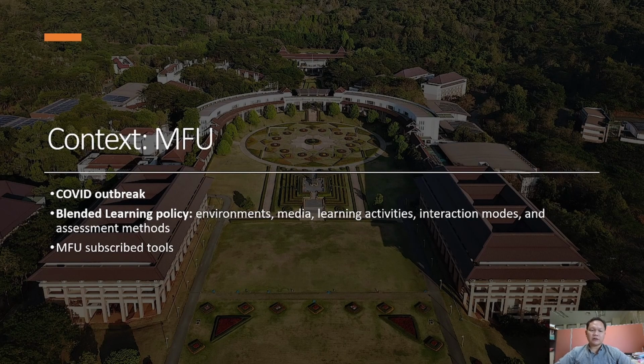And here we are talking about the context of MFU, Mae Fah Luang University. It is located in Chiang Rai, in the top north of Thailand. The investigation was conducted right after the COVID outbreak. During the outbreak, we went online, and we were trying to implement a kind of blended learning. By blended learning, we have our own policy and framework, where it's not only concerning the on-site class, but you look into the environment, how you blend different kinds of media, different kinds of learning activities, different kinds of interaction modes, and the last one is that the assessment method also has to be diverse.